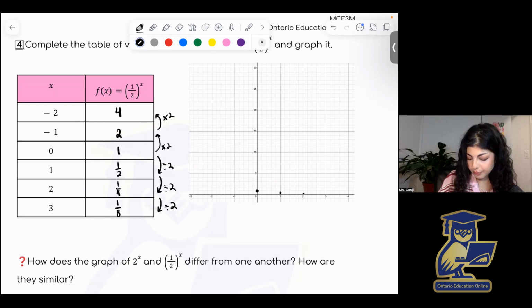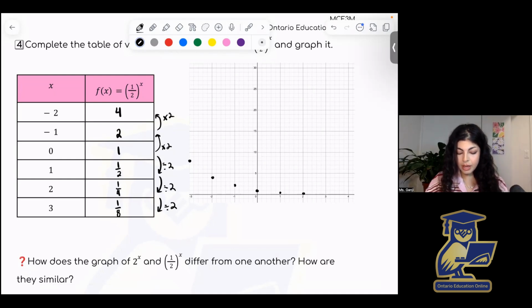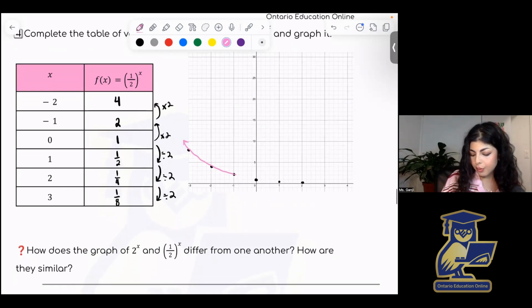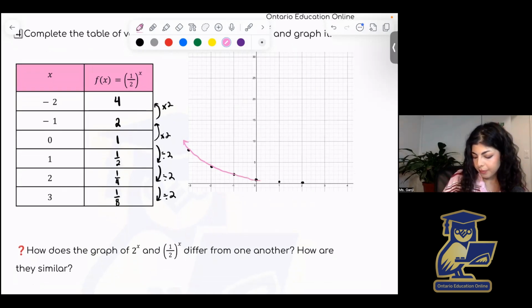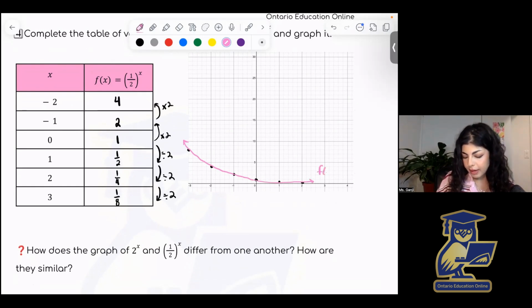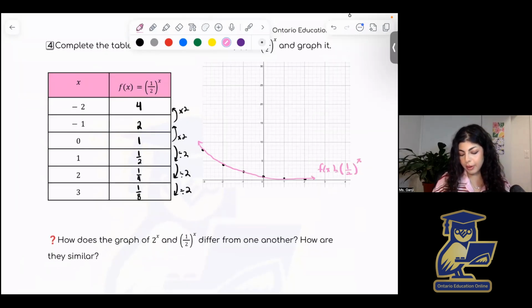So, in this case, I will actually go more towards the 2 before. I will plot this one as well just to have it. There we go. And this is that same shape, but now reflected over the y-axis. So this is f of x is 1 over 2 to the power of x.